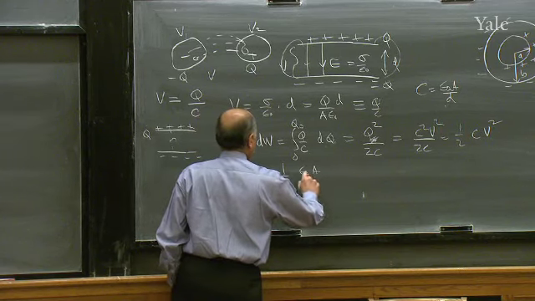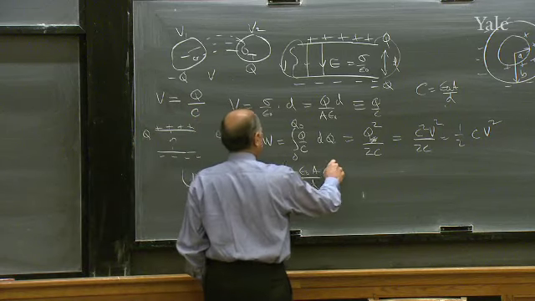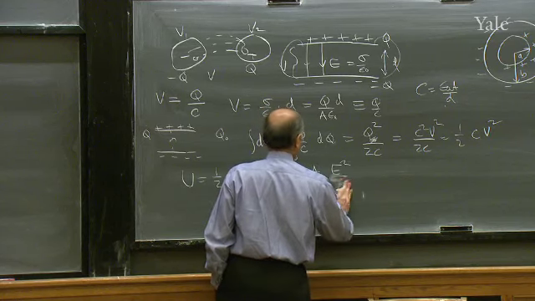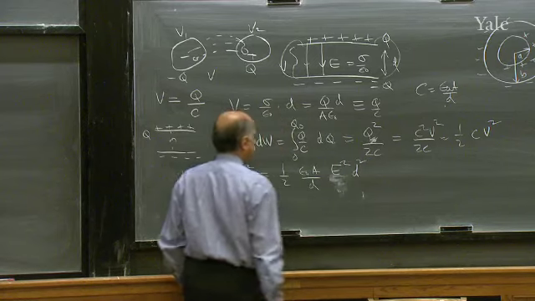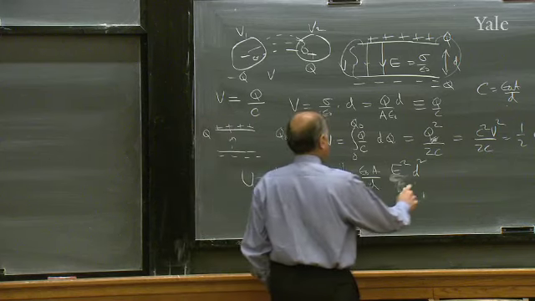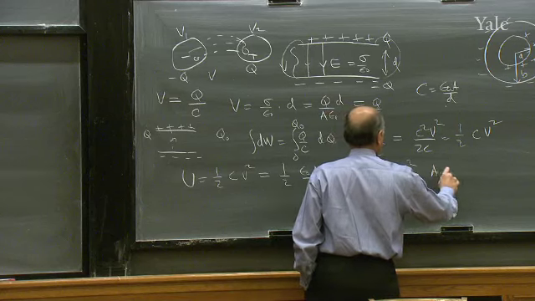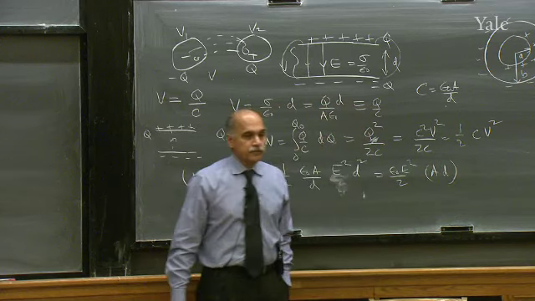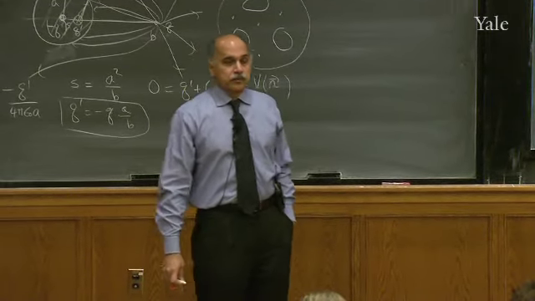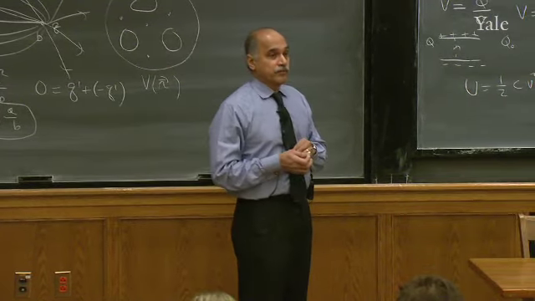Capacitance is epsilon 0 A over D. What about the voltage? Sorry, voltage is E times D. So V squared is E squared D squared. What do you get? You get epsilon 0 E squared over 2 times A times D. What is A times D? It's the volume of the region that contains the electric field.